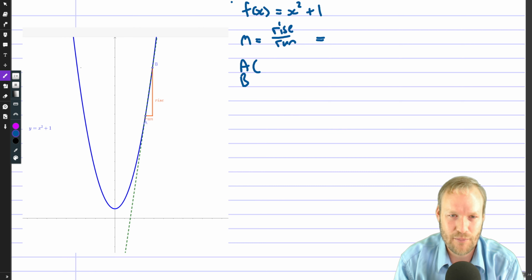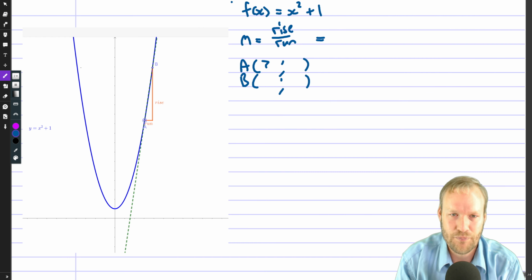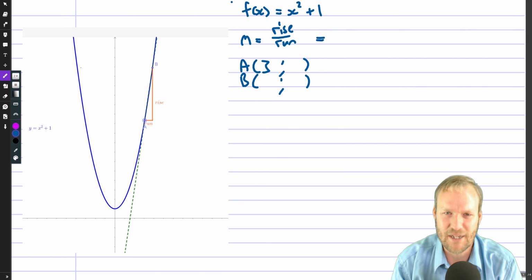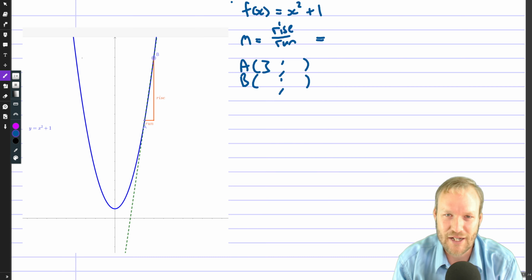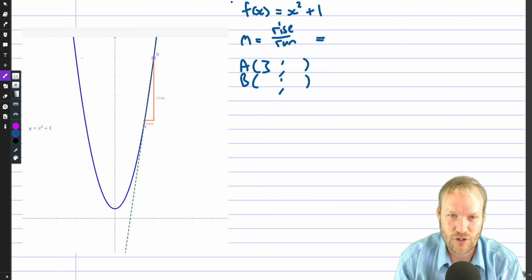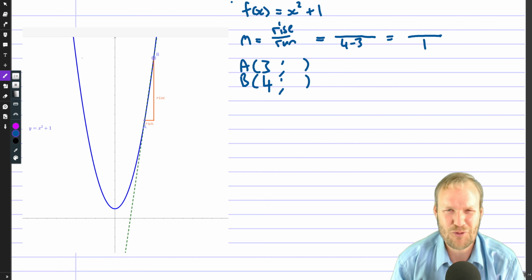So let's specify points A and B, but only in terms of their x values. I'm going to put point A at, let's make the x value 3. And then I'm going to make my life easy. I'm going to make point B just 1 unit away, so B is 1 unit away on the x-axis. Therefore it's 3 plus 1, which gives me 4. So I've ensured that my run is 1, because 4 minus 3 is indeed 1. Sometimes we make our lives easy, sometimes we make it more difficult, but let's make it easy.